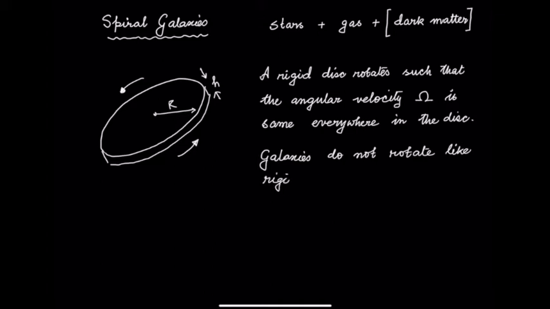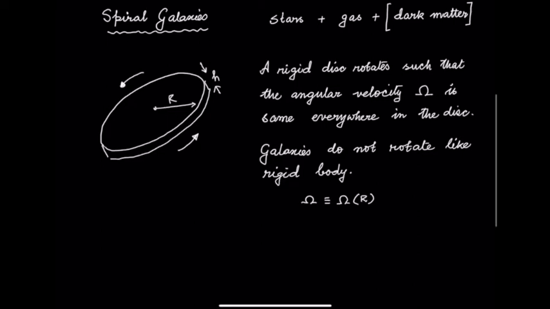Now, what do I mean when I say that galaxies rotate? I mean that the stars in the galaxy and the gas in the galaxy, they rotate. Well, obviously, that is what makes the galaxy. So the galaxies do not rotate like rigid bodies, which means that omega is not a constant. Omega is a function of r.